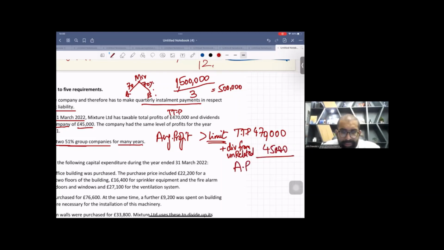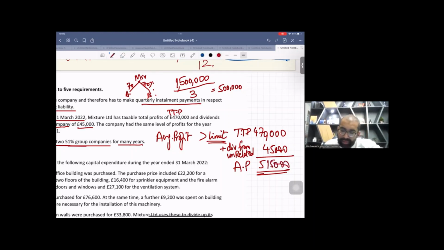Can anybody tell me the AP? How much is the augmented profit? 525 or 515? It's 525 or, oh sorry, 515. Yes.